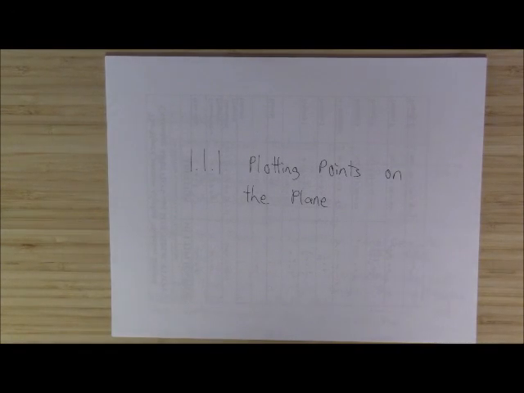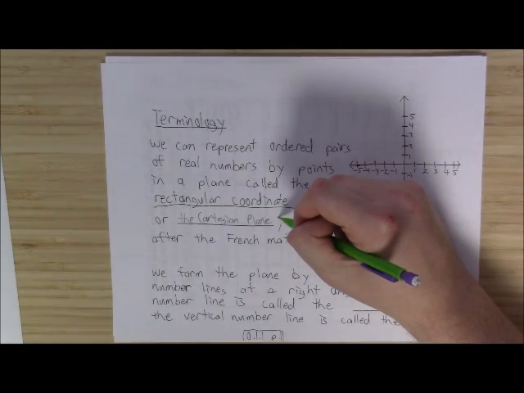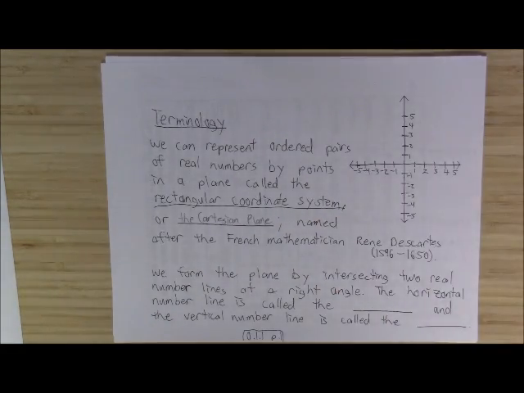In this video, we're going to be starting to talk about graphing and only talk about how to plot points on the Cartesian plane. So first, a bit of terminology. We can represent ordered pairs of real numbers by points in a plane, which is called the rectangular coordinate system, or the Cartesian plane. Namely, this is named after the French mathematician René Descartes.